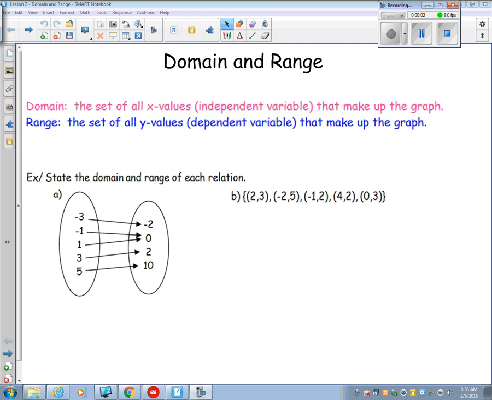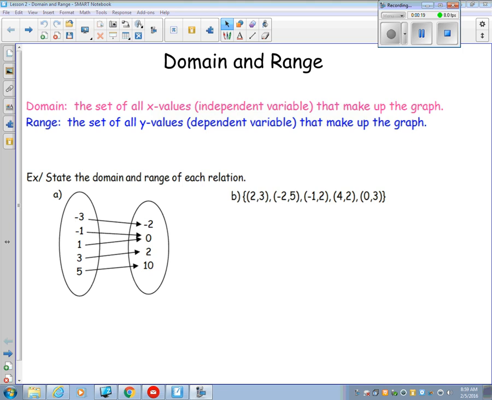Today we're going to be looking at domain and range. It's an idea that goes along with functions and relations, to be honest. It doesn't have to be a function to talk about domain and range. Domain and range refer to where your graph shows up. If you're looking out the window, what could you see? What would show up there?